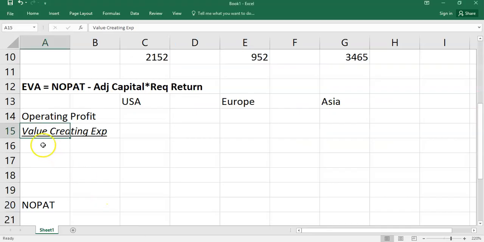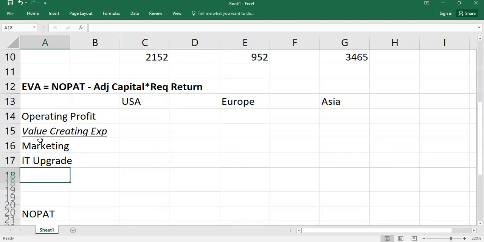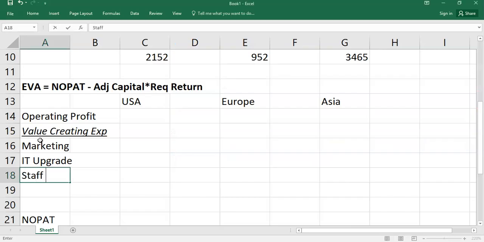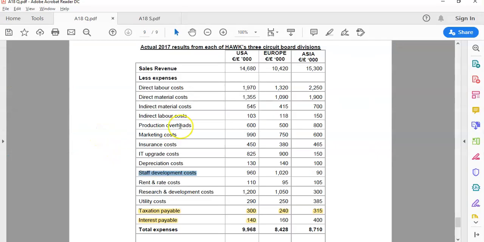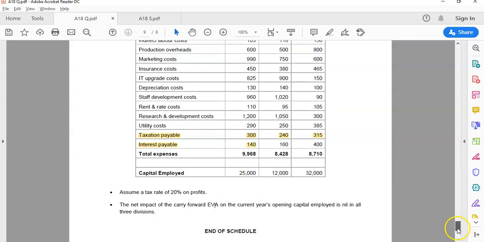So in our case here, we're going to do marketing, IT upgrade, staff development, and R&D. There are typically 3 or 4 in every question. And the trick is that you don't add back all of them, because technically 1/3 should be written off this year. If it's a 3-year life, you write off 1/3 in the P&L of each of the divisions and you defer 2/3 and write it off next year and the year after. That's why they tell you at the bottom that the net impact of carry forward EVA is nil. That means there's no previous write-off that you have to bring into the P&L this year, just to make it a bit more simplistic. So this is quite a common adjustment in EVA.